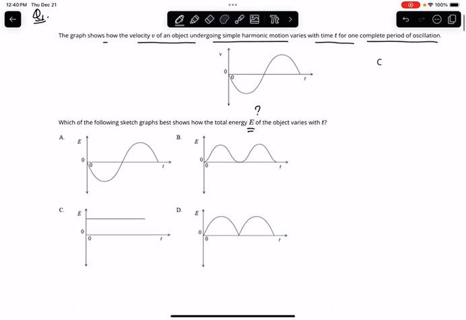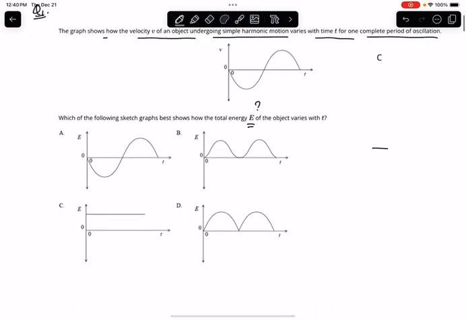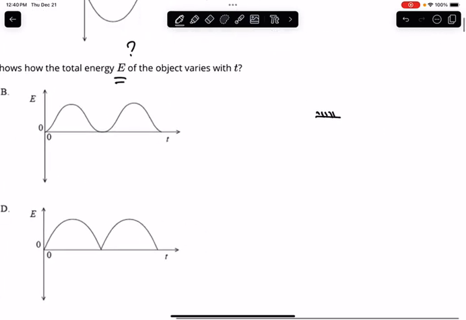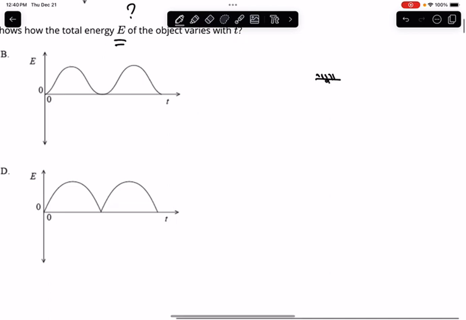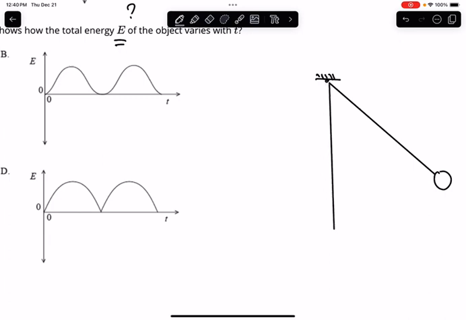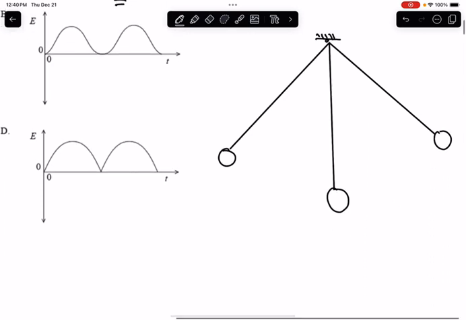Okay, so when it comes to these simple harmonic motion questions, it's always good to visualize a simple pendulum. Now you have to realize that for a simple pendulum, it's not a perfect representation of simple harmonic motion, but it's a good approximation, and intuitively it's easier to understand. So right here we have a simple pendulum, and at this position you have your equilibrium.